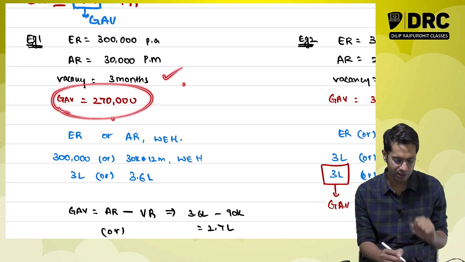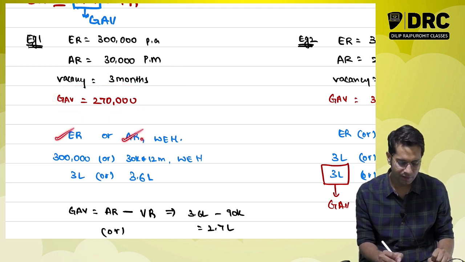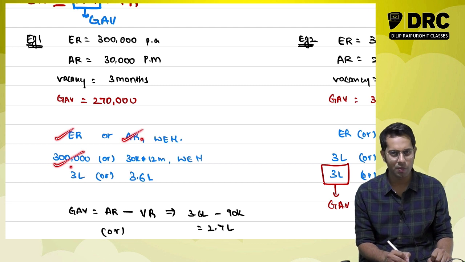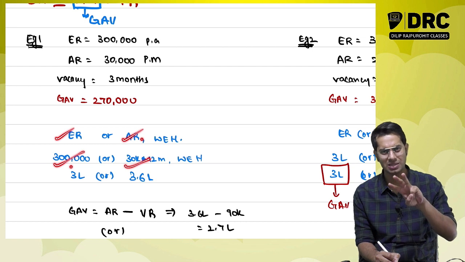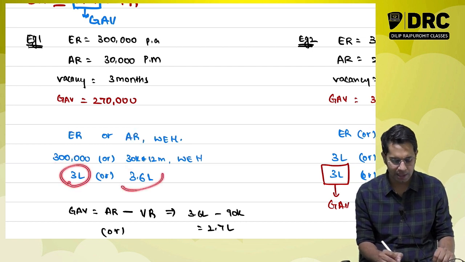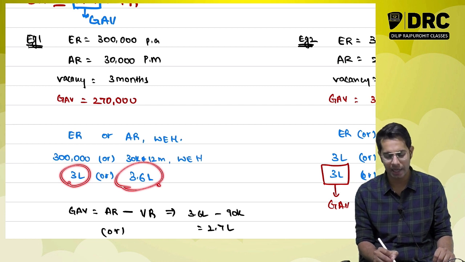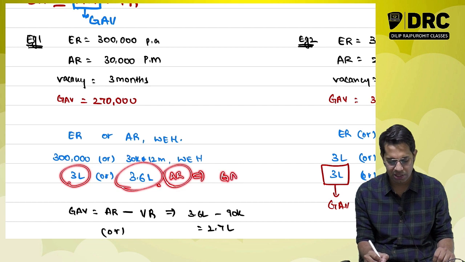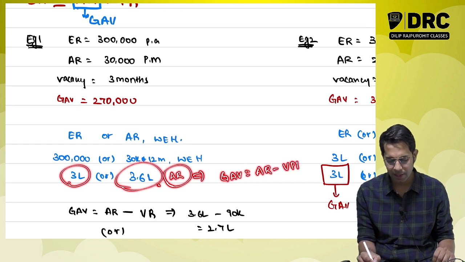Sir, how is it 2,70,000? Again, compare expected rent with actual rent as if there is no vacancy. So expected rent is how much? 3 lakh rupees. Actual rent as if there is no vacancy: vacancy period is 3 months, but I'll take actual rent as if there is no vacancy. So I'll compare both of them, 3 lakh and 3,60,000, whichever is higher. Actual rent is higher. So if actual rent is higher, what will be my GAV? GAV will be equal to actual rent minus vacancy period rent.